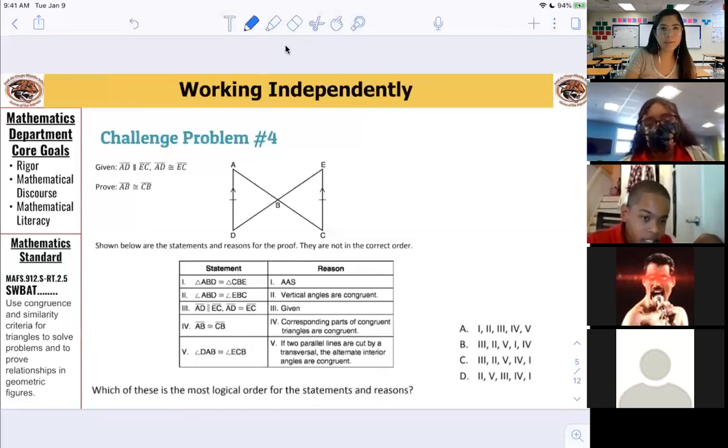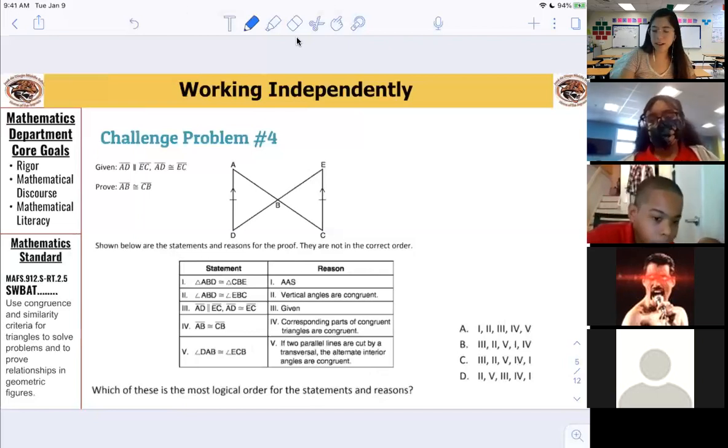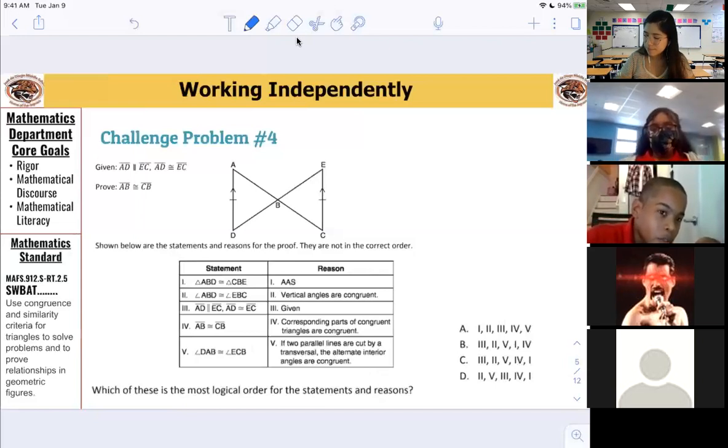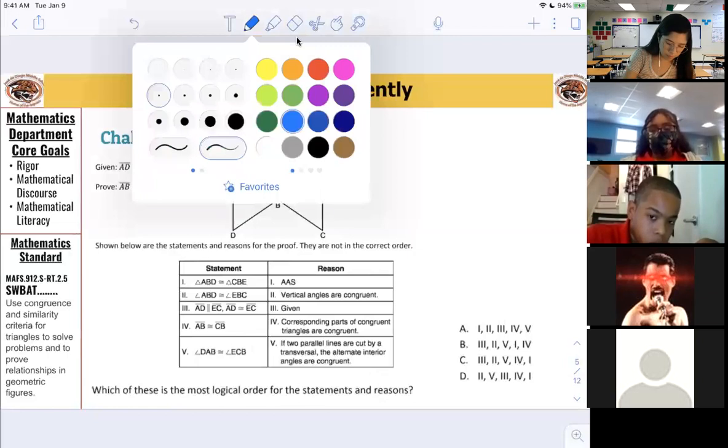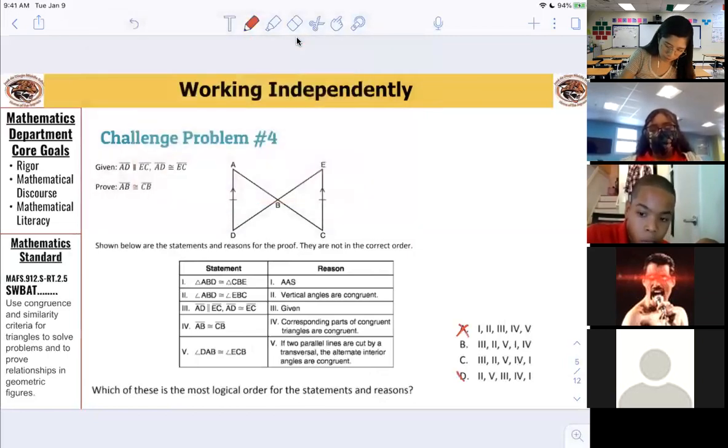Can I explain, please? Yes, go ahead. Okay, so A and D are automatically wrong because you already know that the first one is given, so you can eliminate A and D. And you don't even have to look at B and C, you only have to look at the last one. And then if you look at AB is congruent to CB, that one is going to be corresponding parts.